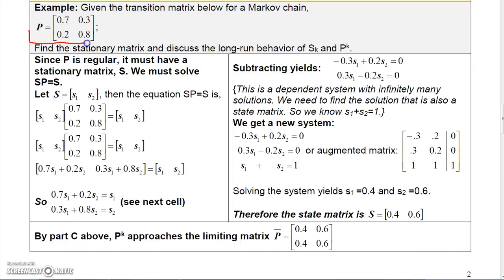Okay, this matrix, we can find the long run behavior of this matrix. So what we want to do here, for this transition matrix, is find S such that SP equals S. So we want to find S1 and S2 so that when we multiply it by this, we get S1, S2.